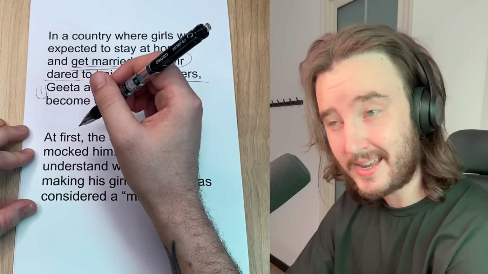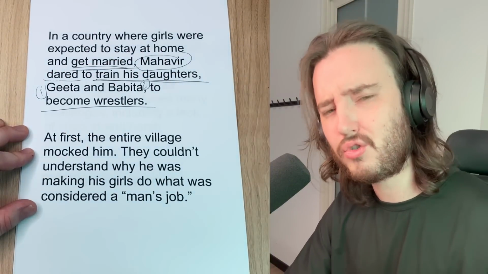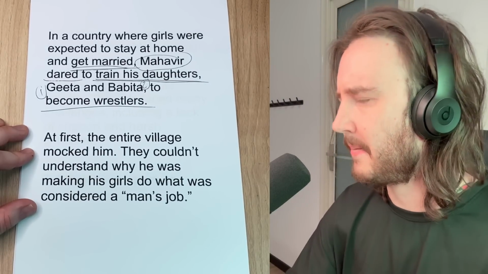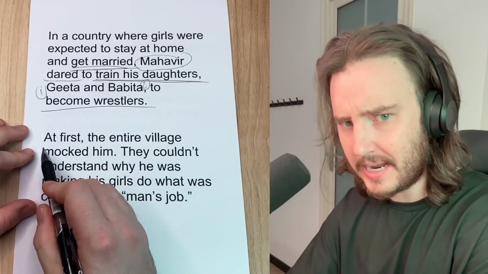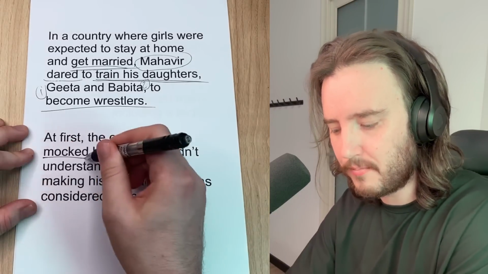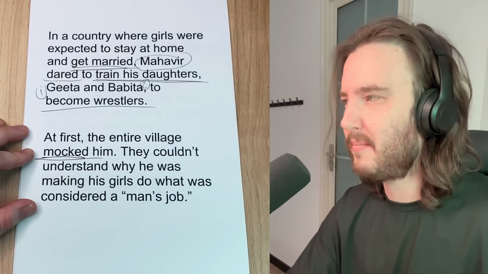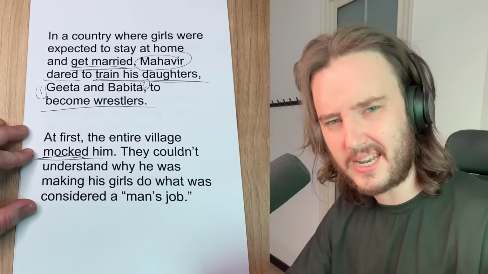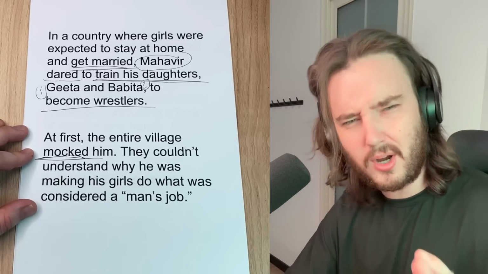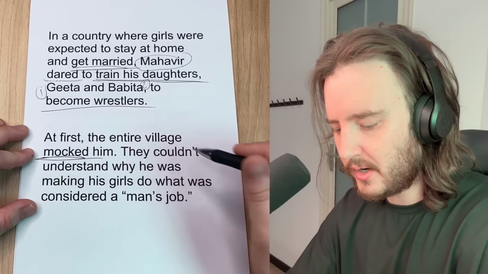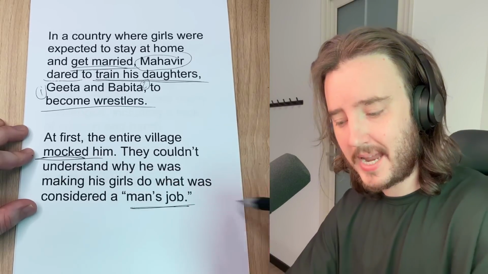not to get married, not to stay home and take care of the kids, but to become wrestlers. Do something bold and daring that traditionally men did, not women. Now, at first, the entire village mocked him. They sneered, right? They laughed and prodded at him, taunted him in a nasty, mean-spirited, cold-hearted way, right? They couldn't understand why he was making his girls do what was considered a man's job.